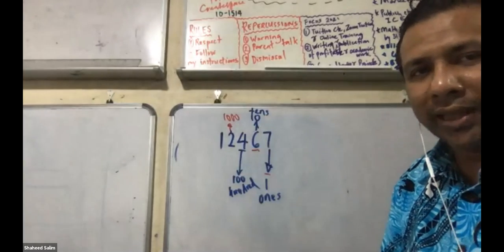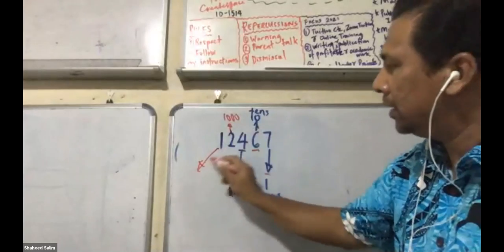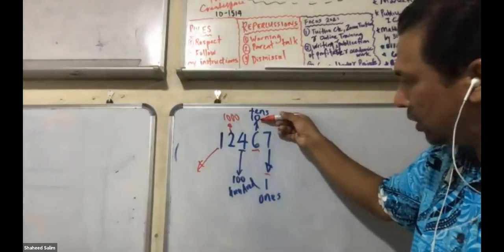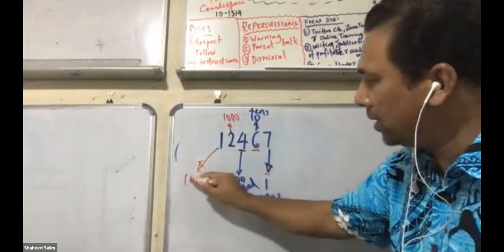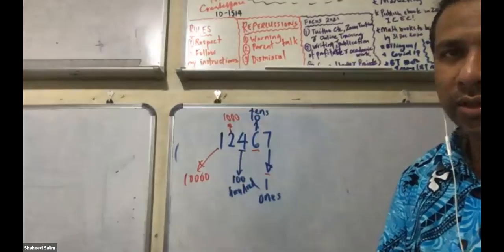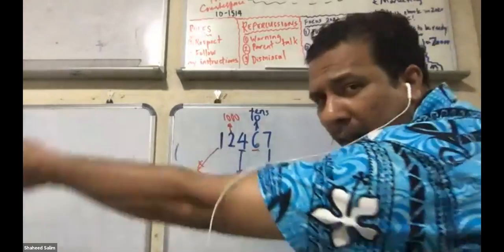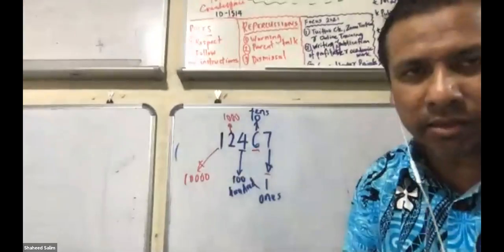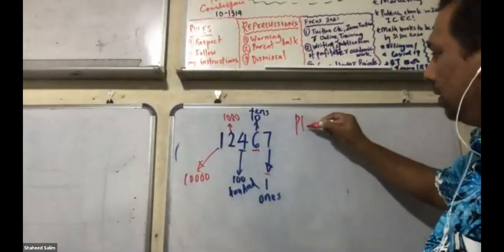So what do you think is the next digit? You add one more 0 here. This one is 10,000. 1, 10, 100, 1,000, 10,000. 4 zeros. So if we have a very long number, you keep on adding 0s, you know the place. So what is the place? Place value.